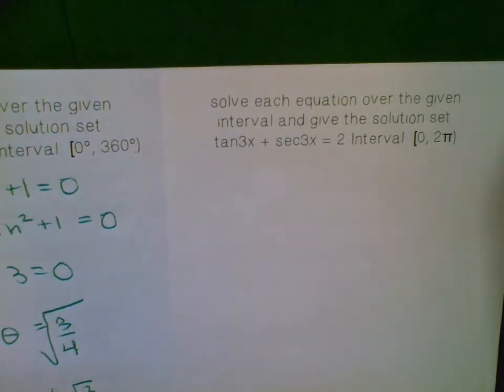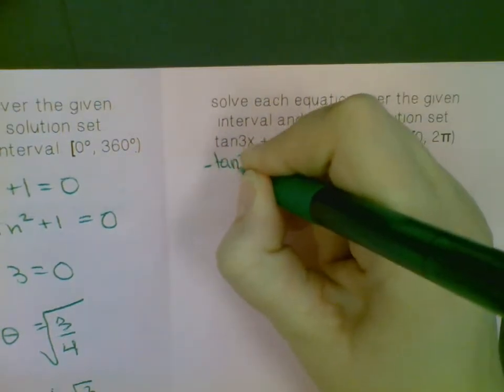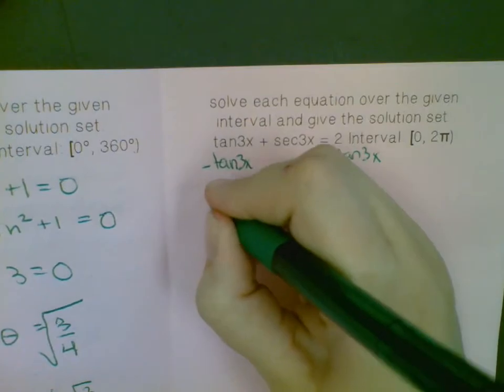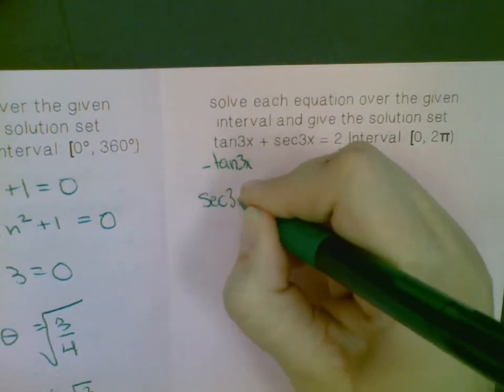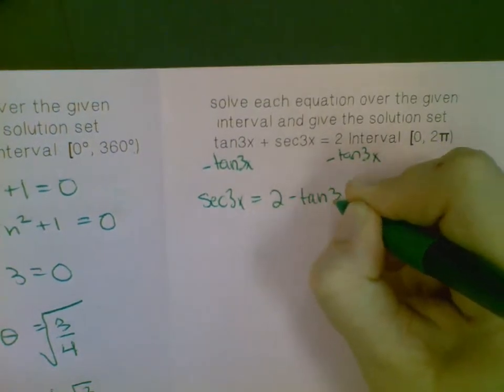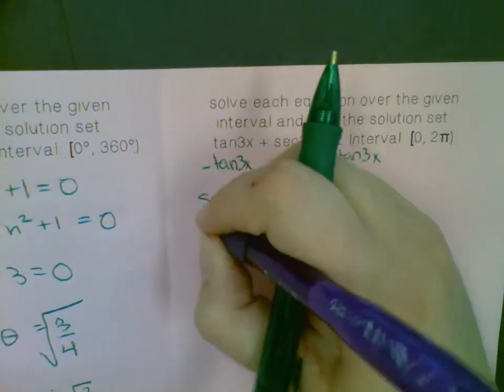and then we'll still have a tangent or a secant depending on how we want to change it. So what I'm going to do is move one over to the other side. I'm going to choose the tangent. We really could have done it either way. Okay, so now I have secant of 3x equals 2 minus tangent of 3x. So just like what we did in 6.2, we're going to square both sides.